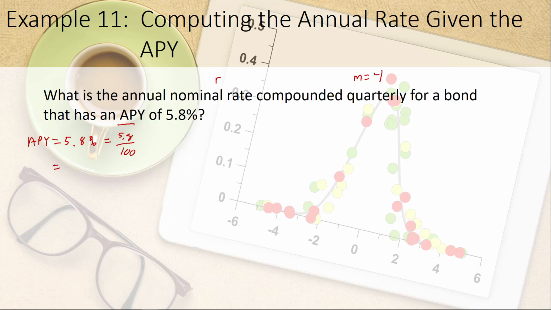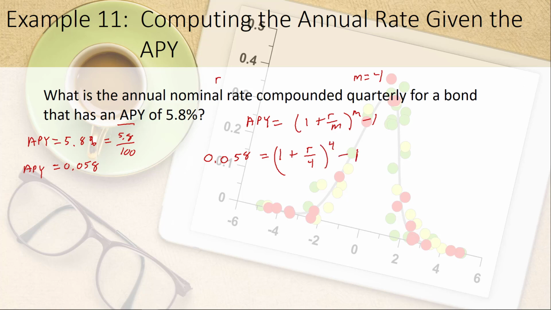And that will give us an APY of 0.058. And our equation is that the APY is equal to (1 plus R over M) raised to the Mth power, minus 1. So with our substitutions, we have 0.058 is equal to (1 plus R over 4) raised to the fourth power minus 1, because M is 4.